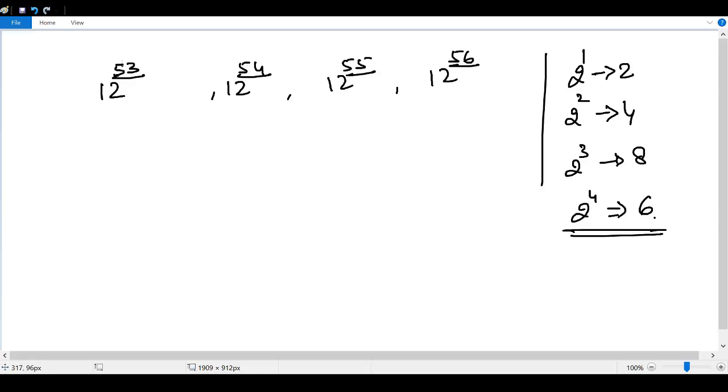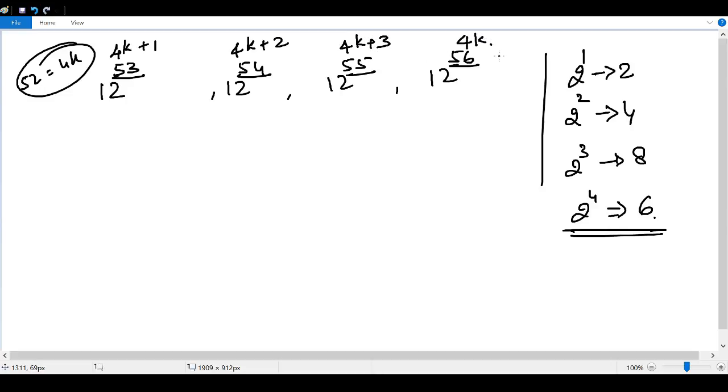I have used a value which is 1 more than a multiple of 4, because I know 52 is a multiple of 4. So I have used 1 more than a multiple of 4, 2 more than a multiple of 4, 3 more than a multiple of 4, and exactly a multiple of 4.